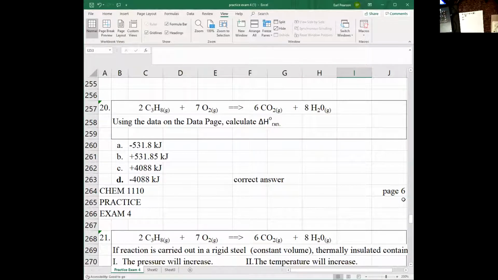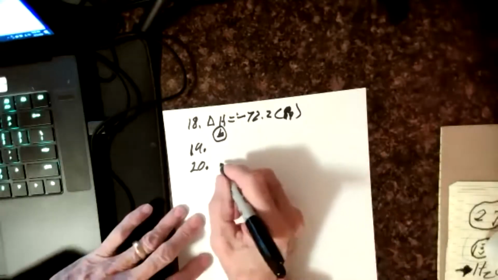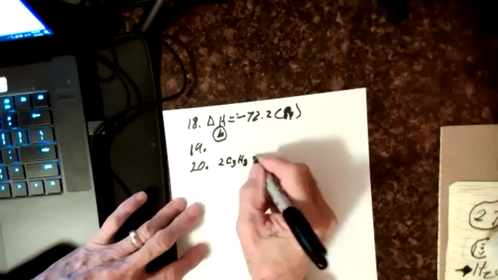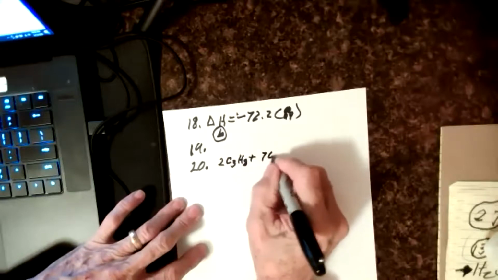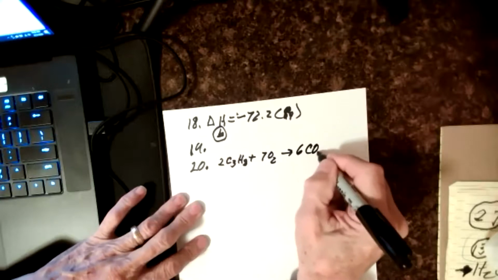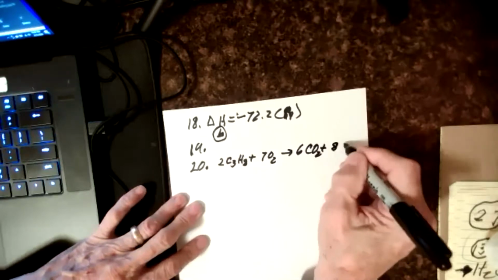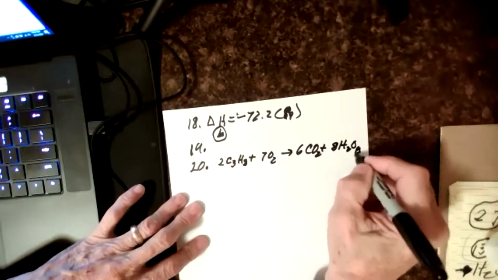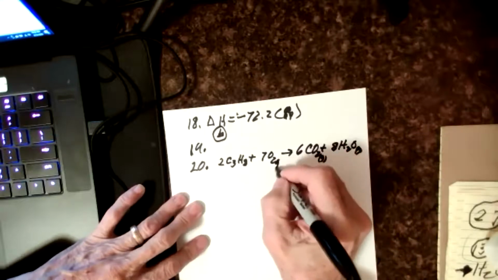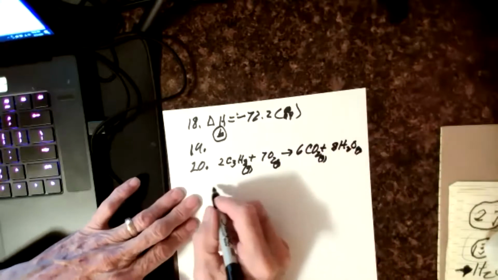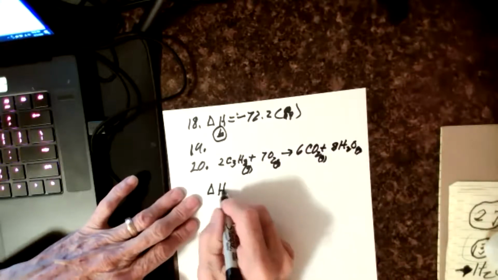All right, we got a reaction, and we want to calculate the heat of a reaction. We've got 2 C3H8 and 7 O2s. And that will burn to make 6 CO2s and 8 H2Os. And it is gaseous, everything, and the state is important. I want to calculate the delta H of the reaction.